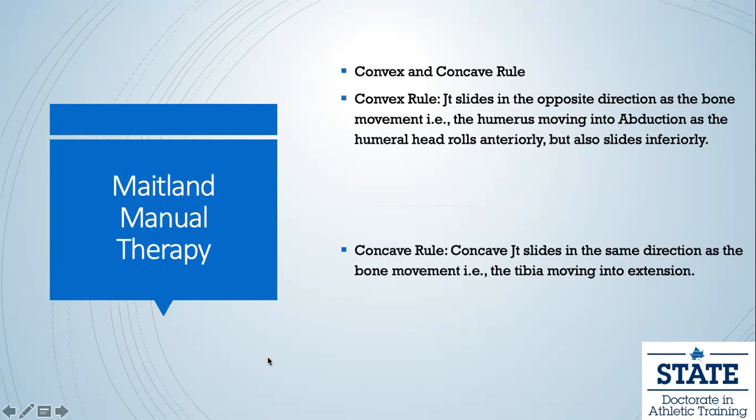So a pretty big rule with this type of therapy is the convex and concave rule. With the convex rule, the convex joint slides in the opposite direction as the bone movement. A classic example of this is the humerus moving into abduction as the humeral head rolls anteriorly but also slides inferiorly. The concave rule is where the concave joint slides in the same direction as the bone movement. And a really classic example for this is the tibia moving into extension.